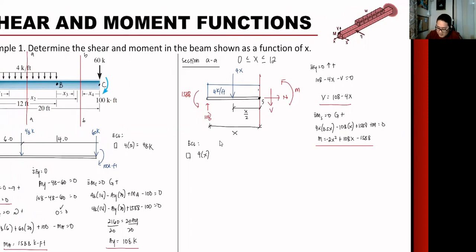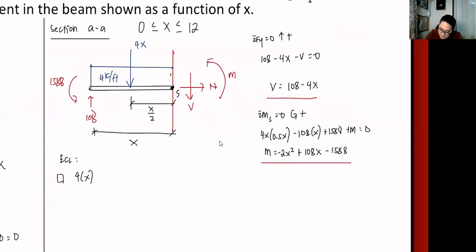Okay? So to check daw, di ba nakalagay kanina, kailangan yung derivative daw ng M with respect to x, dapat equal siya sa V natin, tsaka yung derivative ng V natin with respect to x, dapat equal sa load, no?